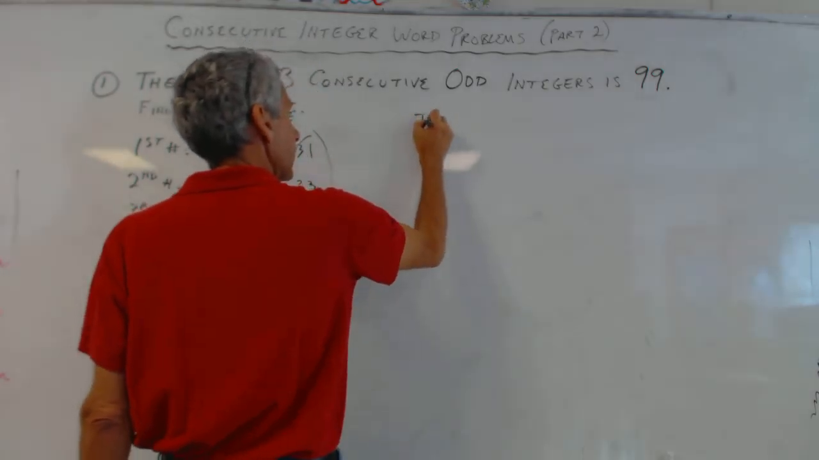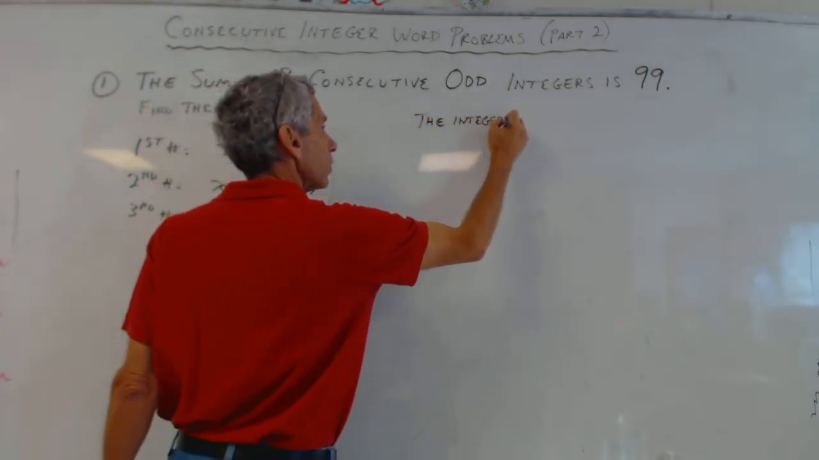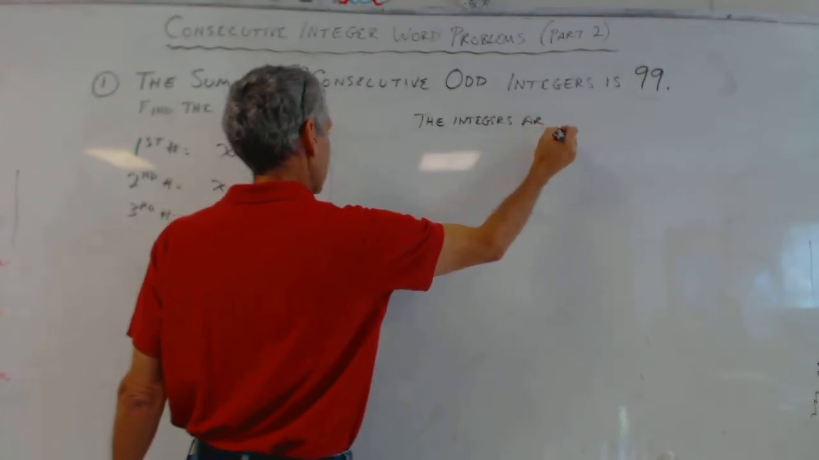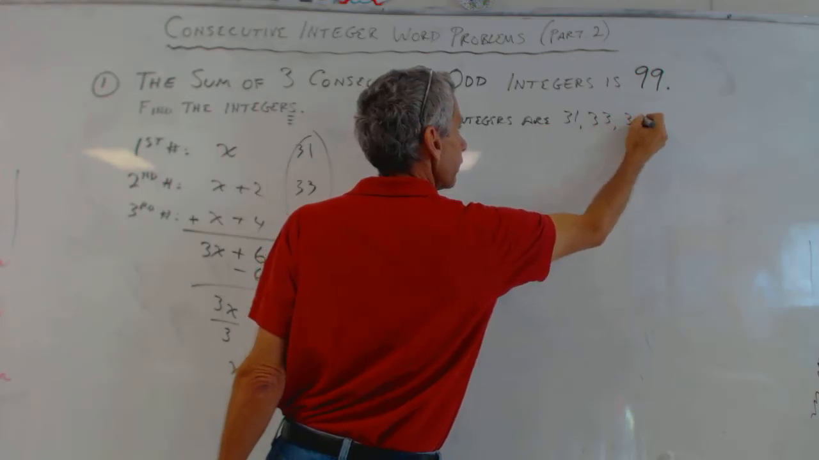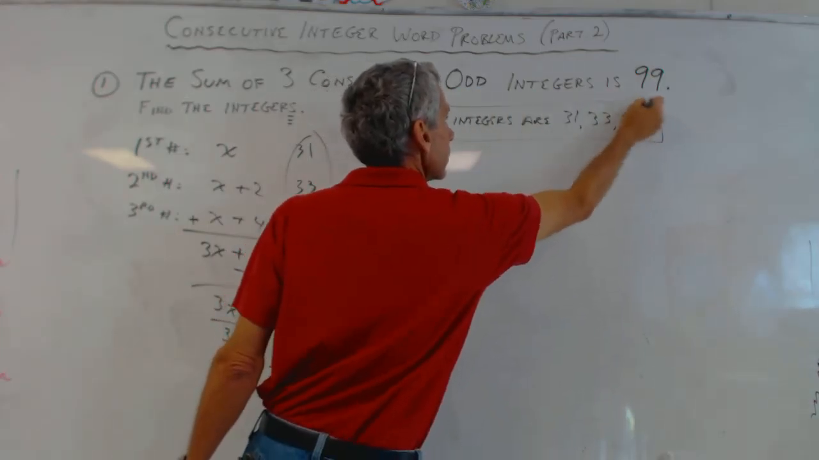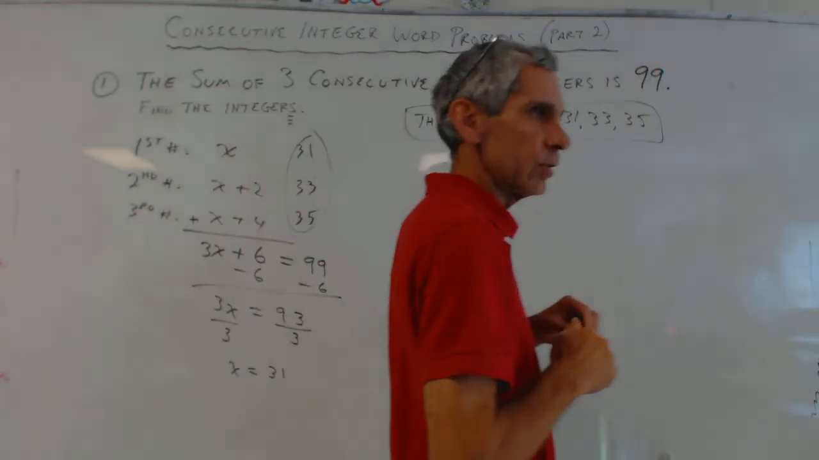So I'll just say the integers are 31, 33, 35. And I'm done. It's pretty straightforward. Do you get it? Fist of 5? Does it make sense to you?